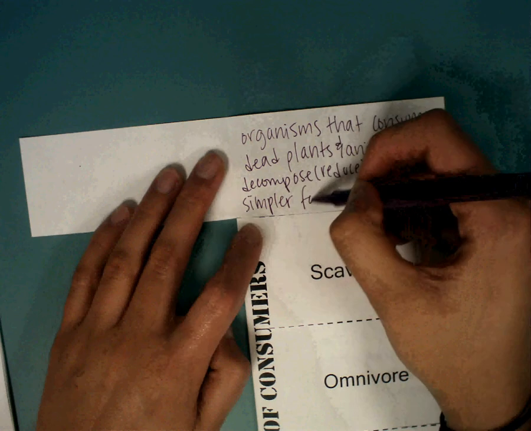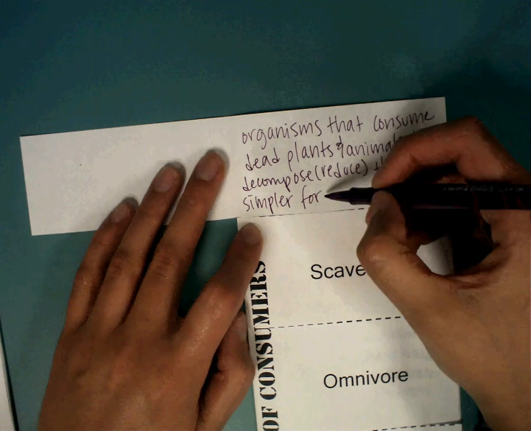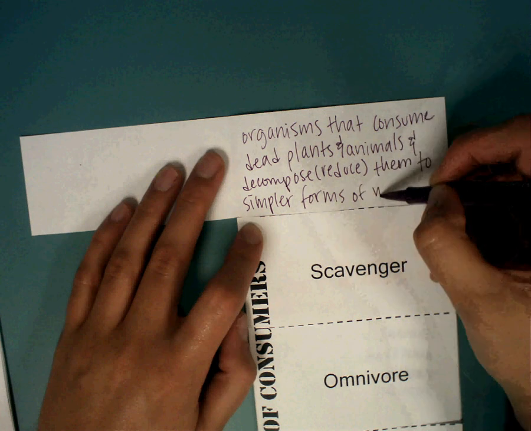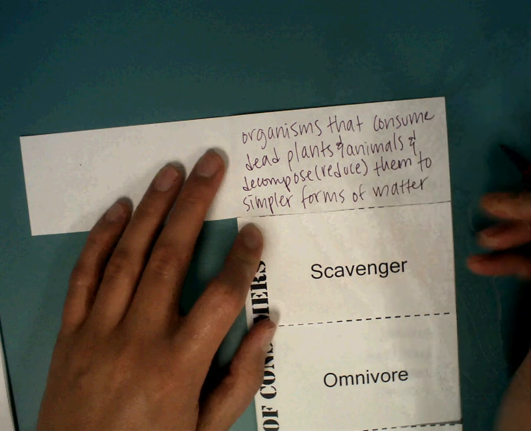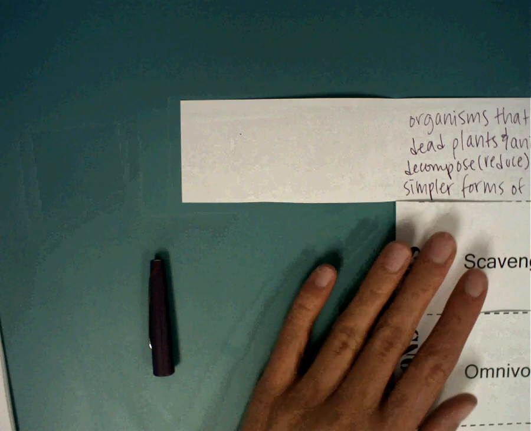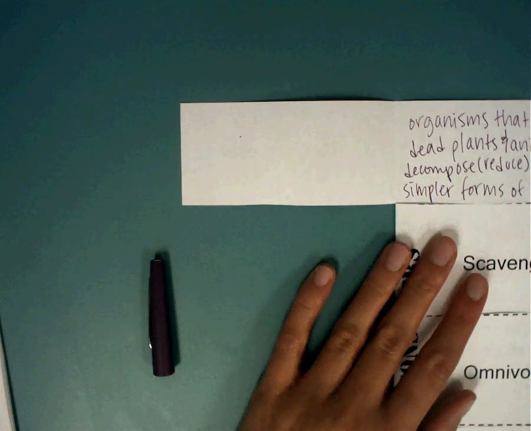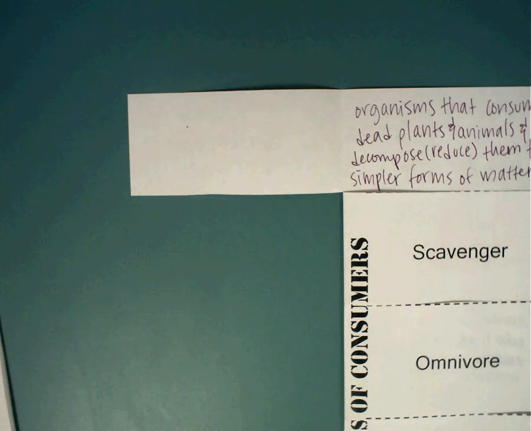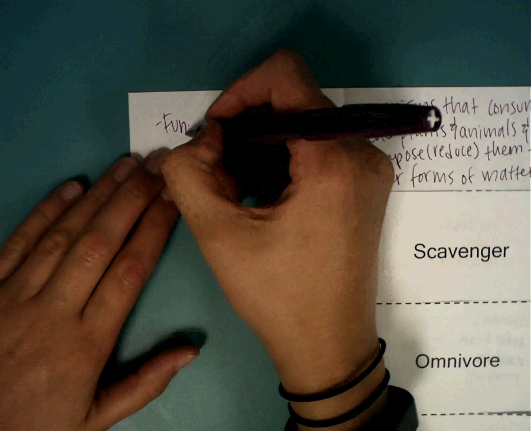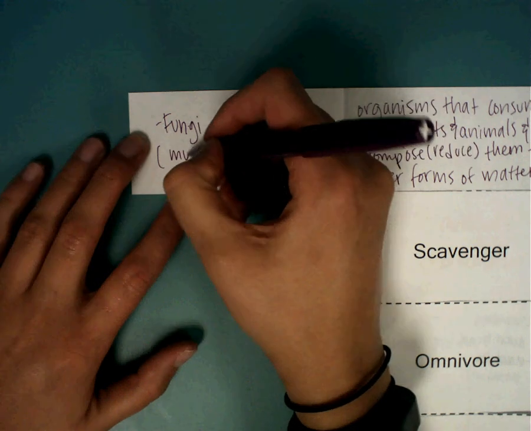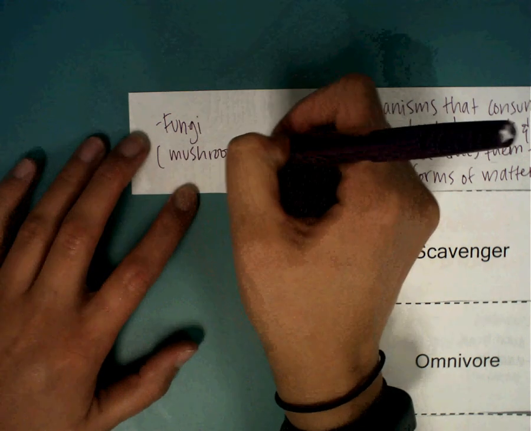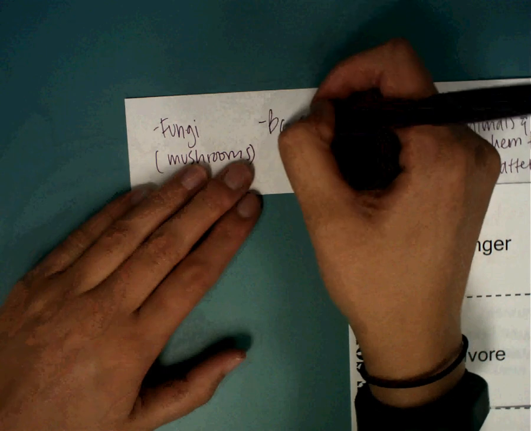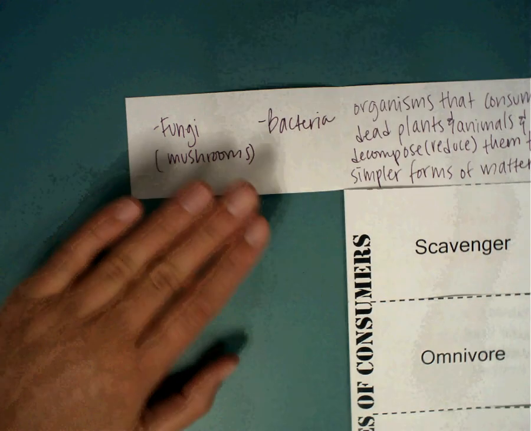So what do you think they break them down into? What about humus? Because that's where these organisms mainly live, is in the soil. So they break it down and all those nutrients go back into the soil and help the plants, the producers, grow, okay? So some different kinds of decomposers are fungi, which are like mushrooms, and then all kinds of bacteria. Bacteria are really good at this, okay?